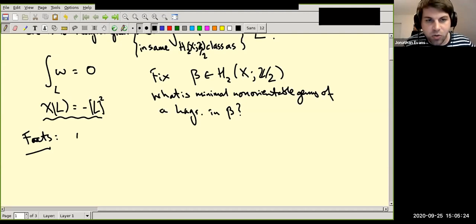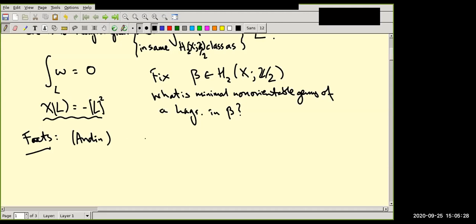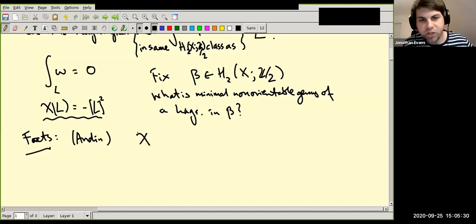This is due to Audin, I think, which is that maybe you can't specify exactly what the Euler characteristic of L is, but it's going to be equal to not quite the square of L, but the Pontryagin-Whitney... the Polterovich square of the homology class of L, which I was calling β.